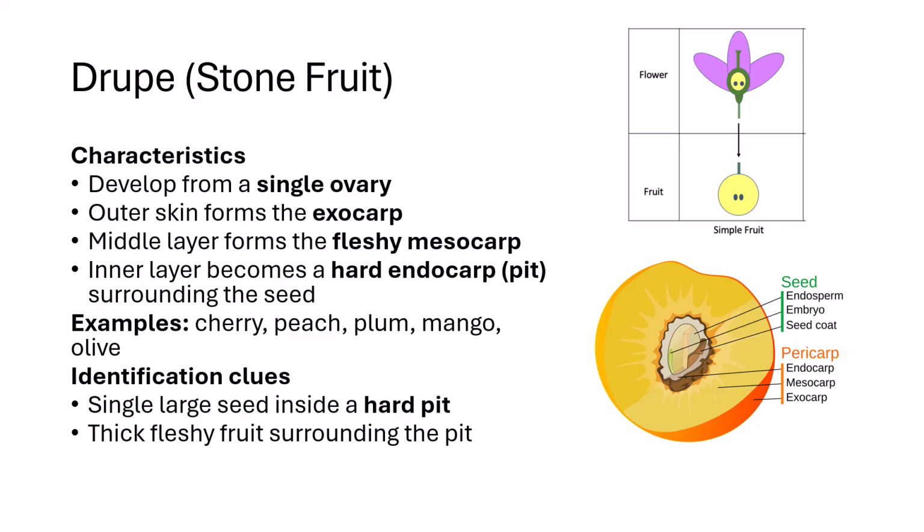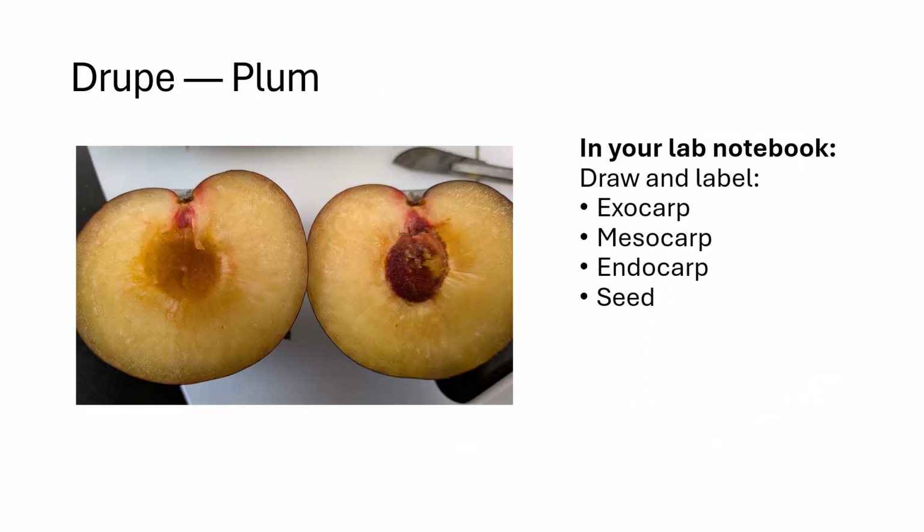Common examples of drupes include cherries, peaches, plums, mangoes, and olives. One of the easiest ways to identify a drupe is the presence of a single seed enclosed in a hard pit, surrounded by fleshy fruit tissue. When you cut the fruit in this activity, pay attention to how clearly you can see the 3 layers of the pericarp and the seed enclosed within the endocarp.